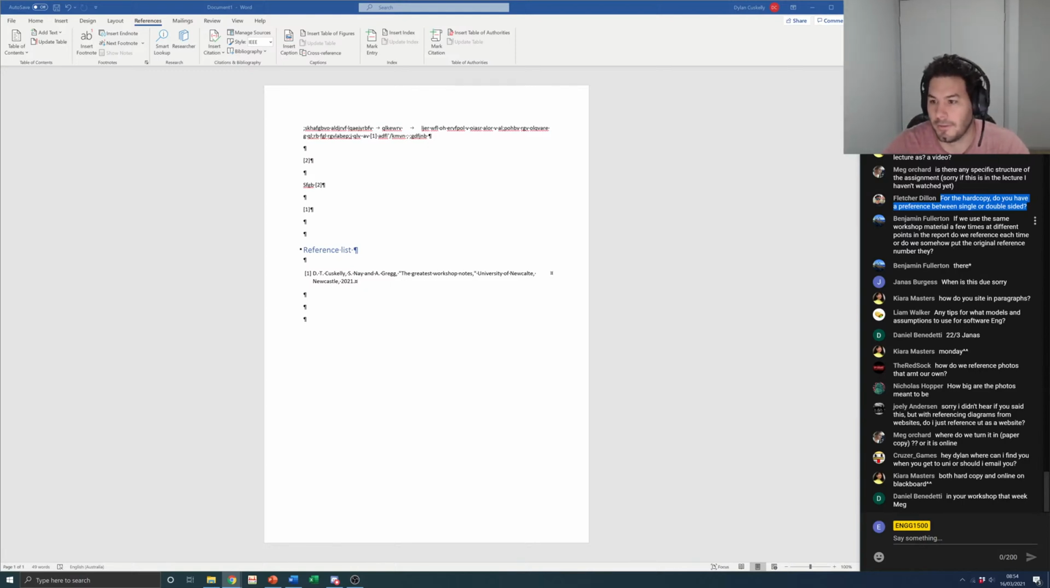If we use the same workshop material a few times at different points in the report, do we reference it each time? Great question. Answered that one already. Yep, you can reuse the same reference more than once. When is this due? It's due Monday of next week. How do you cite in paragraphs? In the same way that we did in here. So if you get to the end of the sentence in which you used the content, you just bang your reference in.